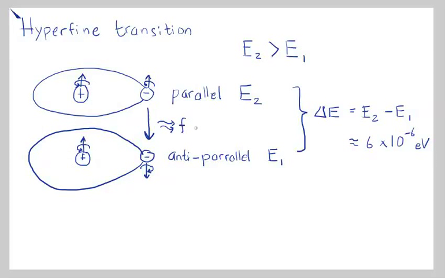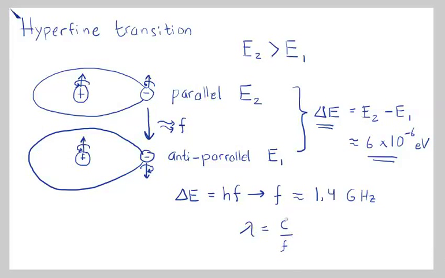The frequency of this photon is related to the difference of energy between those states. So we have delta E is h, h is the Planck constant, times the frequency of the photon. And using this energy, we have a frequency of about 1.4 gigahertz, or wavelength, that is c over f, with c the speed of light, is about 21 centimeters.